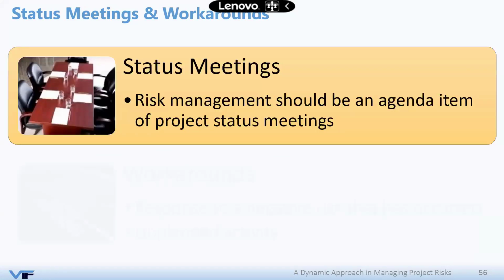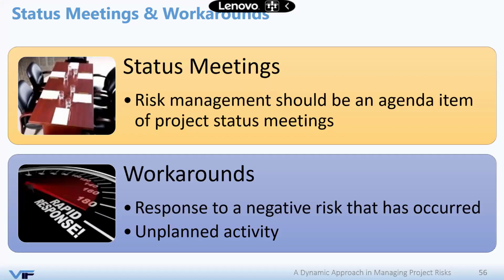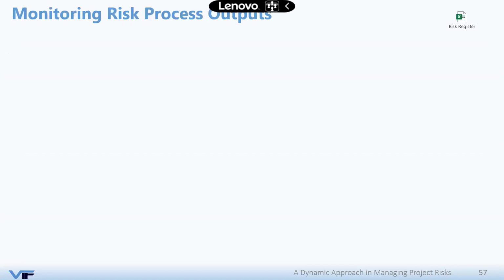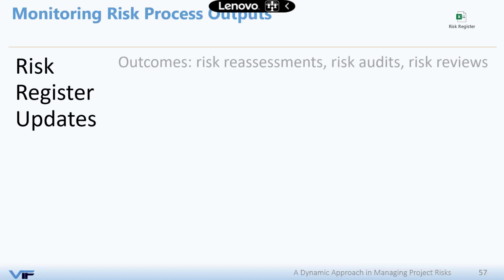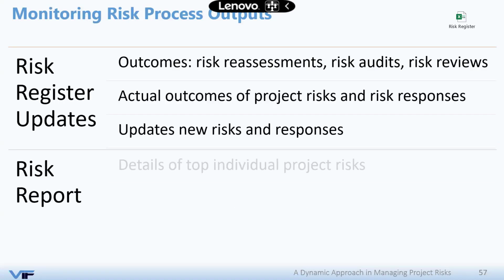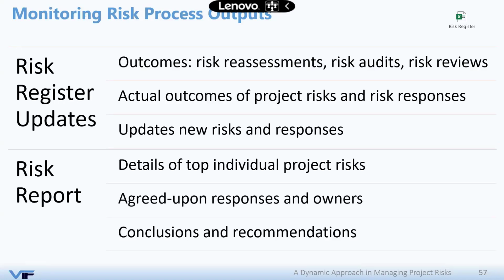The last thing I wanted to share with you here, remember that in every status meeting you need to discuss risks on the projects, and sometimes you will end up having to do what we call workarounds, which is basically responding to negative risks that occurred, but they were not on our risk register. So this is basically the output of monitor risks. You will have the actual outcome of all the risk responses, and you can summarize a risk report and give it to your stakeholders so they know what's happening on the project.